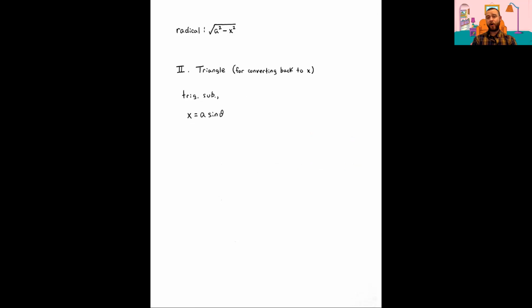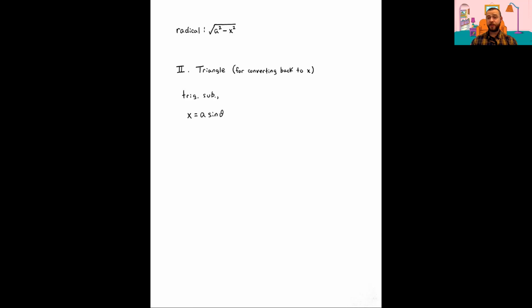Now there was a second part in that table which we left blank, something about a triangle. How in the world will a triangle come into this? This is going to be necessary, or one approach, to doing the conversion after we fully evaluated integrals, converting back in terms of our original variable, which is here x.